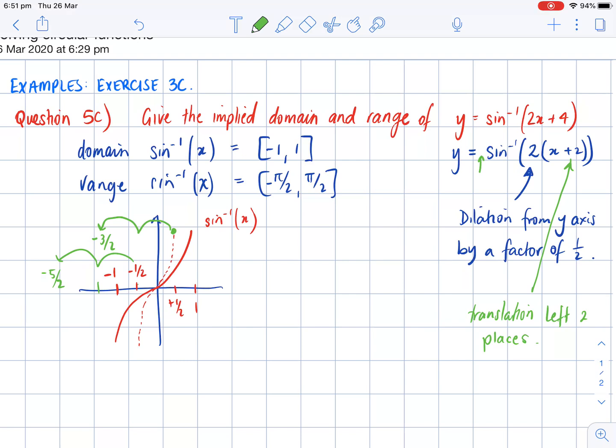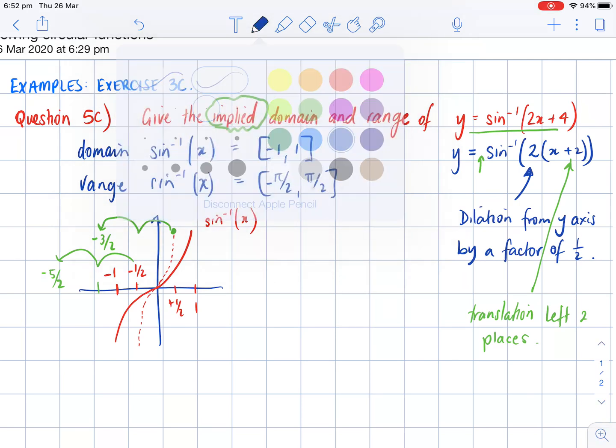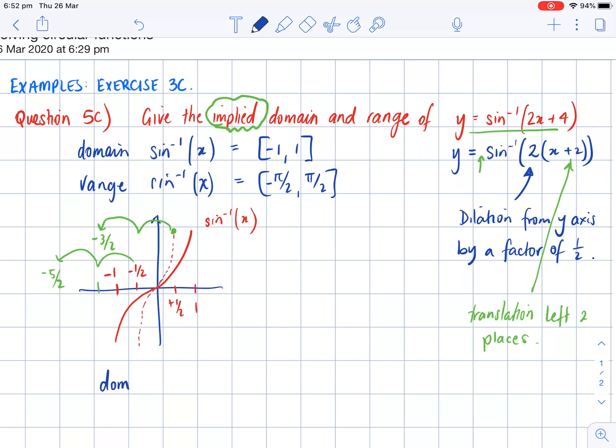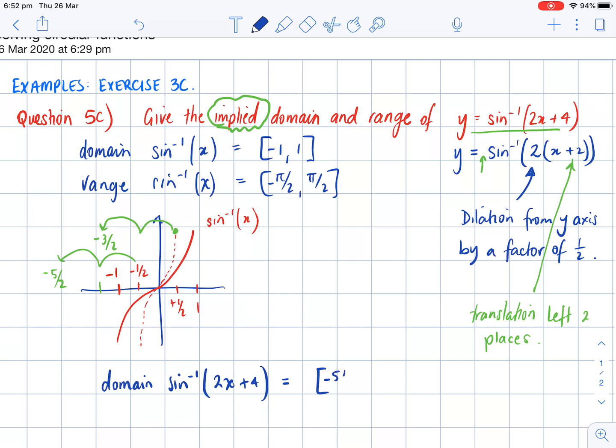Now in all of this, we haven't got any dilation from the x-axis, so we're not changing our range, and we haven't moved it up or down at all. So when we look at the implied domain and range of this expression, the range does not change, and then the domain of sine to the minus 1 of 2x plus 4 will be equal to negative 5 on 2, negative 3 on 2.